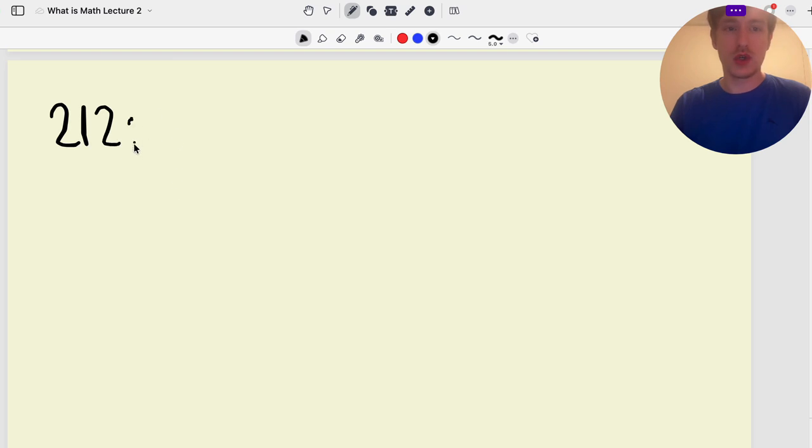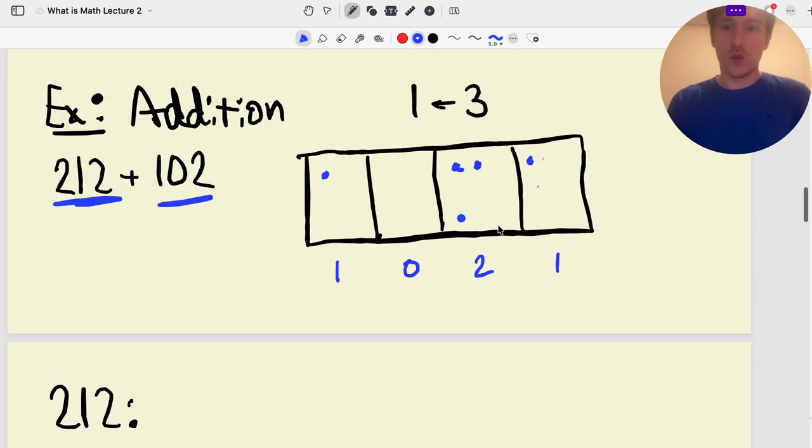So 212 can be represented as follows. I'm going to have, let's see, well, this is going to represent 3 to the 0, which remember is really just 1. This is going to be 3 times that, because each of these dots is 3 times the previous one. So this is going to be 3 to the first, this is going to be 3 to the second, and this is going to be 3 to the third.